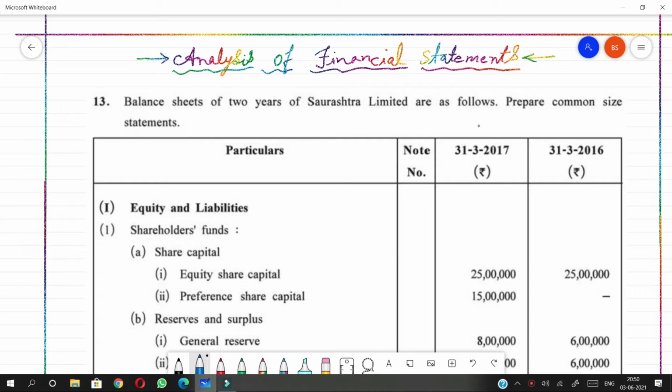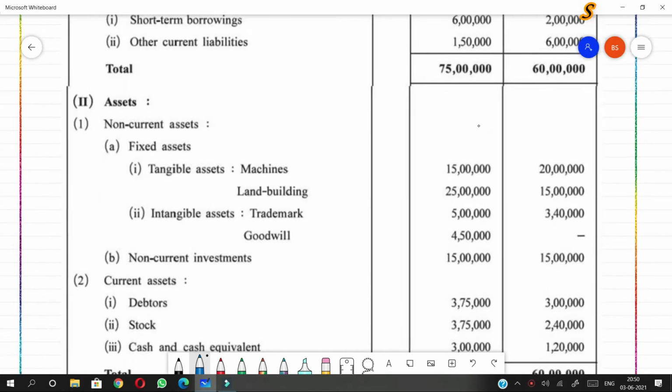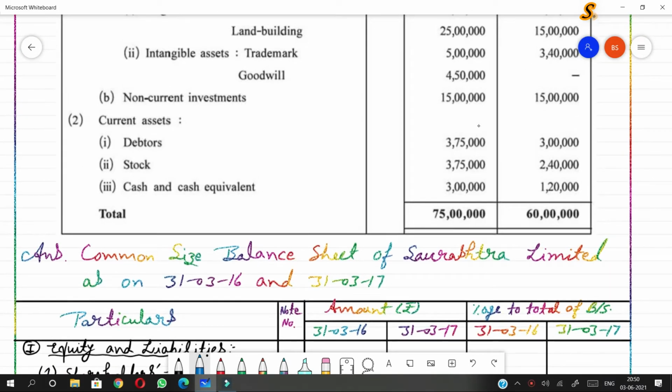Sum number 13. Balance sheets of 2 years of Saurashtra Limited are as follows. Prepare common size statement. Students, we have to prepare here common size statement. So common size balance sheet of Saurashtra Limited as on 31st March 2016 and 31st March 2017. So here we will take total as a base to find out the percentage.